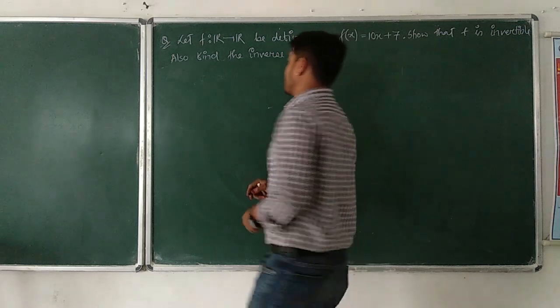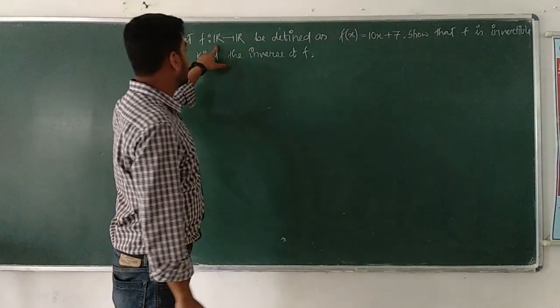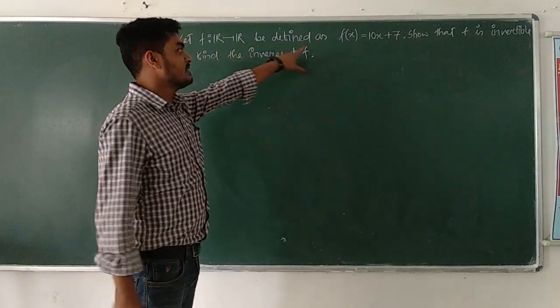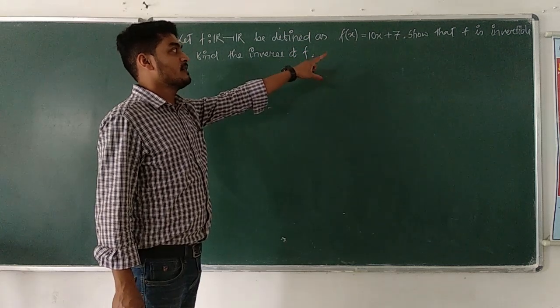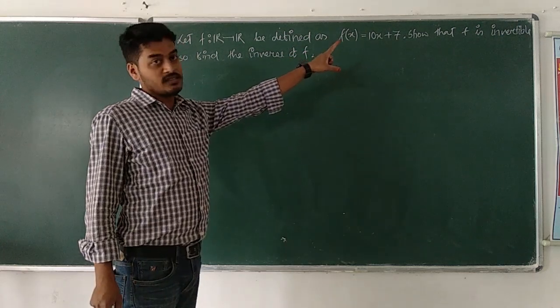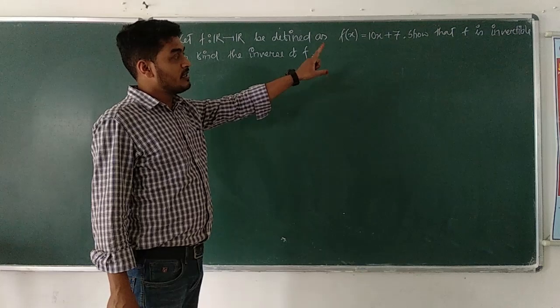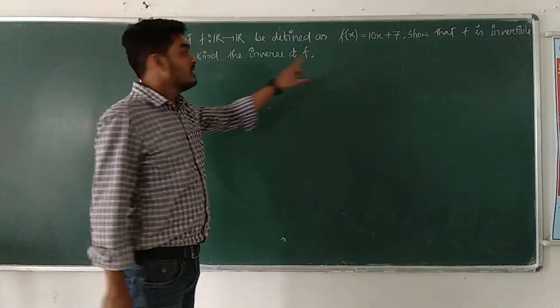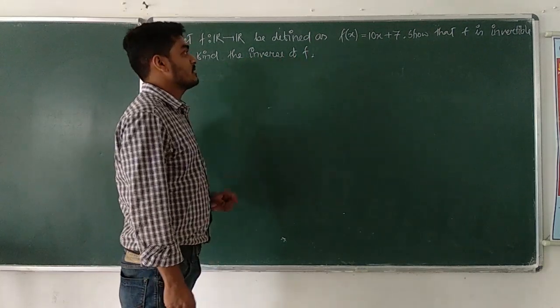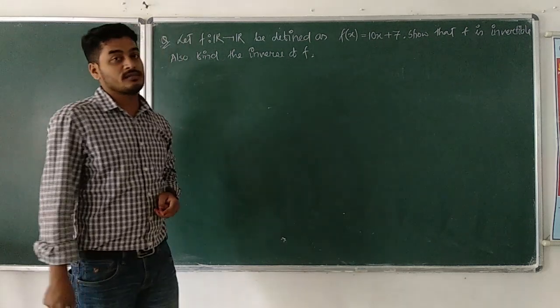The question is given that f is a function from real numbers to real numbers defined as f of x equal to 10x plus 7. We have to show that the given function is invertible. And if the inverse of the function exists, then we have to write down the inverse, or find out the inverse of the function.